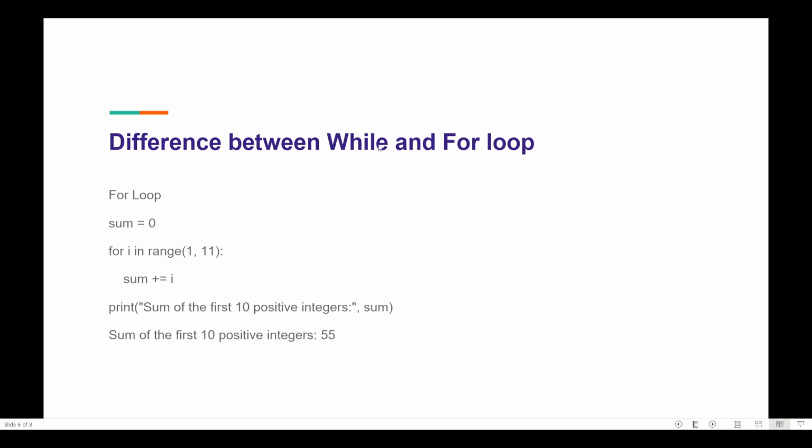What is the difference between while loop and for loop? So here we first of all will begin with for loop. So sum equals to 0, for I in range 1 to 11, sum plus equals to I, and we simply have to write this particular code and it will give you 55.